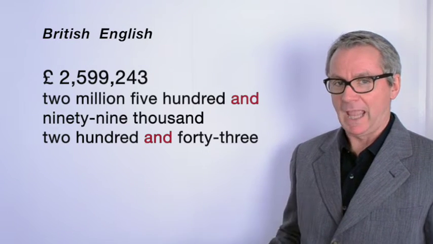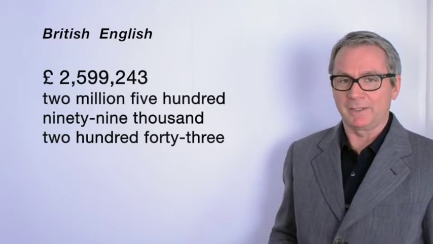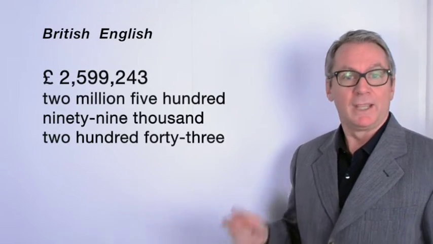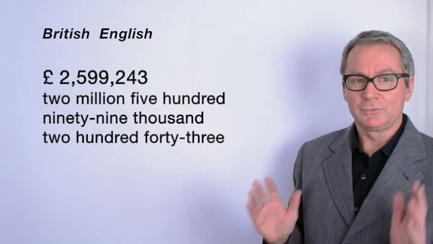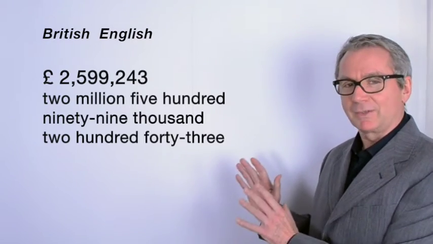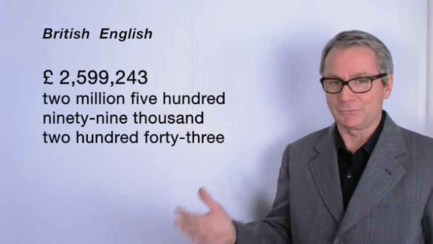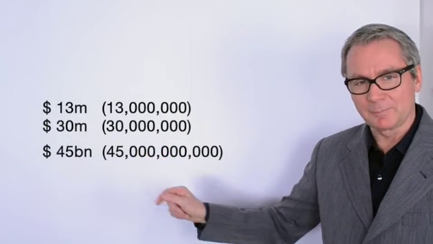2,599,243. British English. A non-British native speaker or an American may say 2,599,243. No ands. Very subtle difference, but it's just an interesting point. Now we get to three quite big numbers.